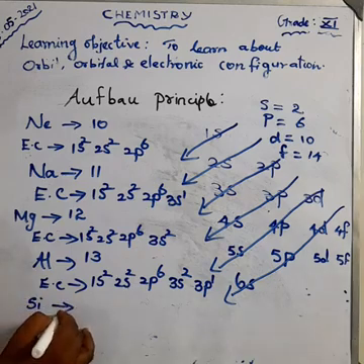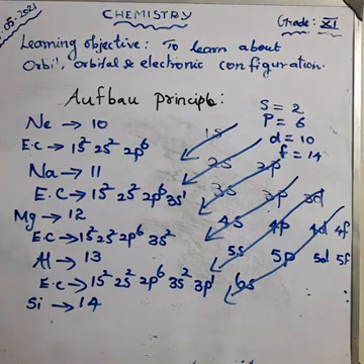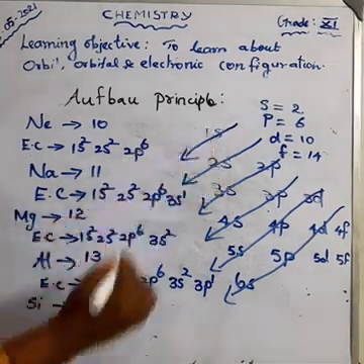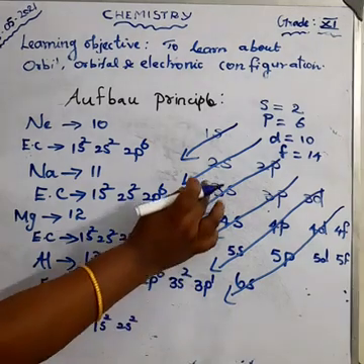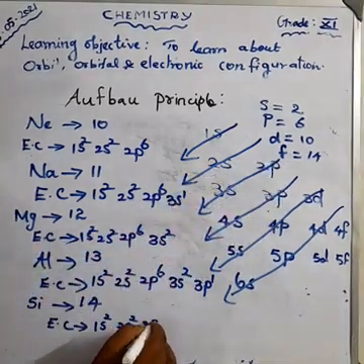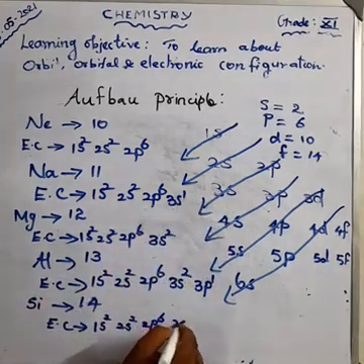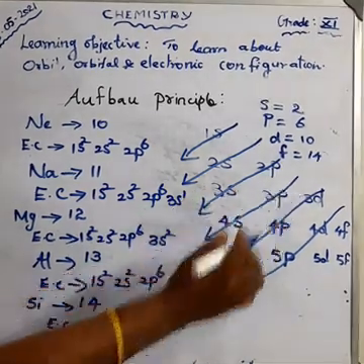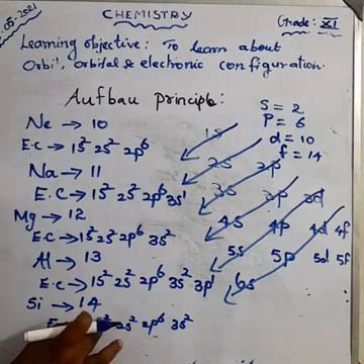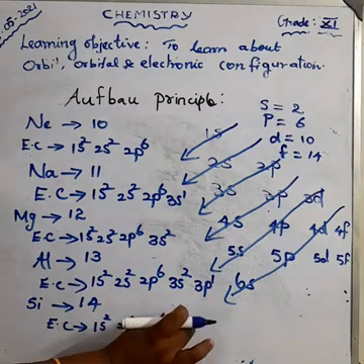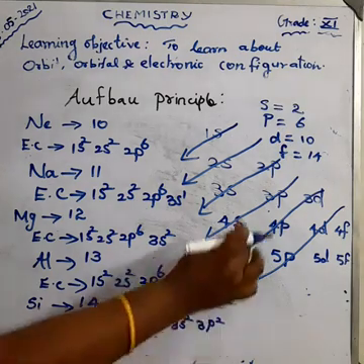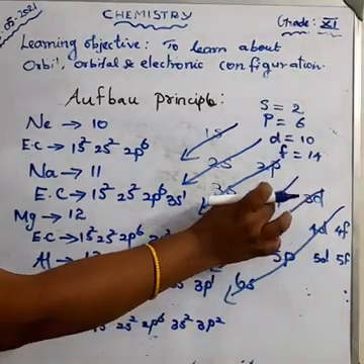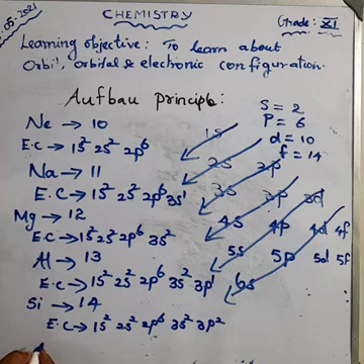And then silicon. Atomic number of silicon 14. How do you write the electronic configuration for silicon? First 1s2 and then 2s2, and then 2p6, 3s2, and then how many electrons remaining? 10 plus 2 is 12, and 2 electrons are remaining. So 3p2. 2 electrons we can occupy in the p orbital of the third shell.